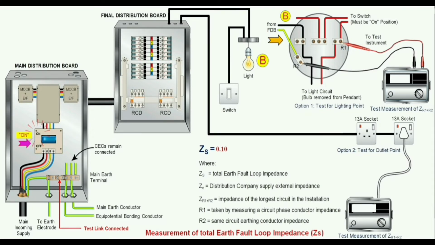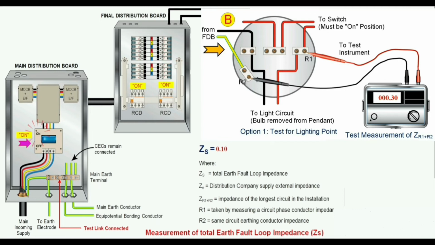Make sure the main isolator or main breaker at the main distribution board is in on position, because this test is carried out under live conditions with the circuits under test energized, but no load is connected except the lighting points and socket outlets. At the final distribution board, if the circuit is RCD protected, then you will have to select the no trip function of the impedance tester to avoid nuisance tripping of the RCD. If your tester does not have this option, then you will have to link out the RCD.